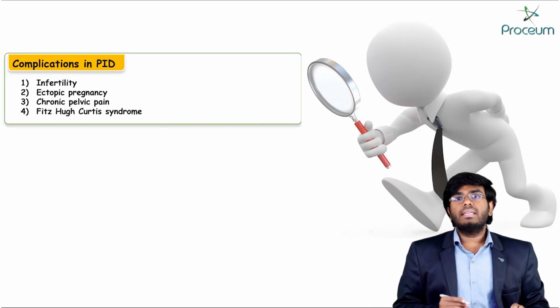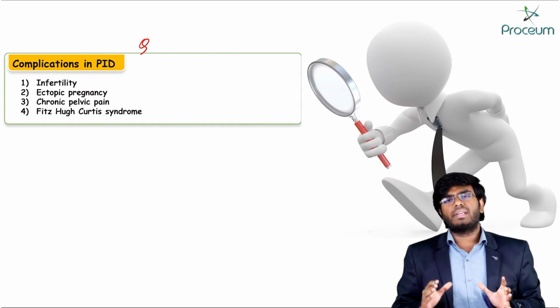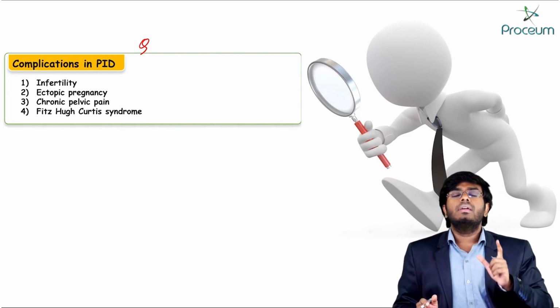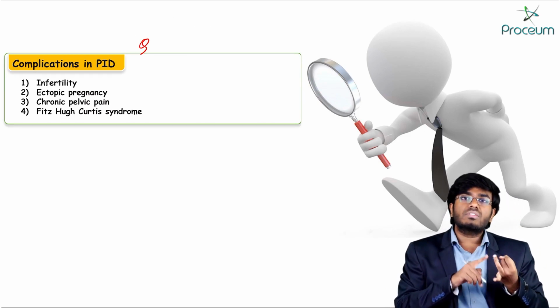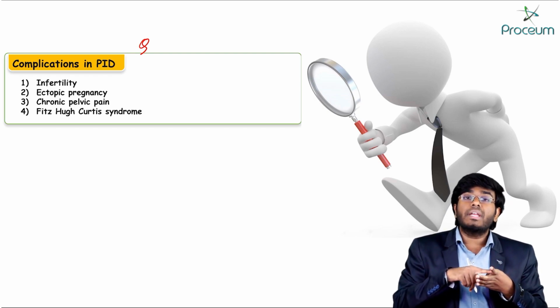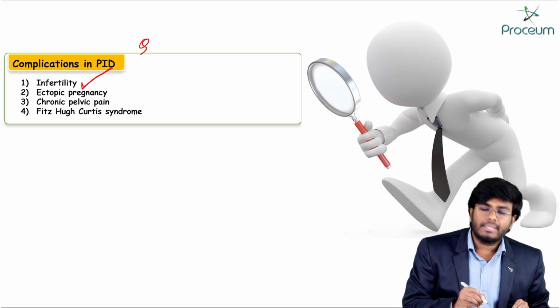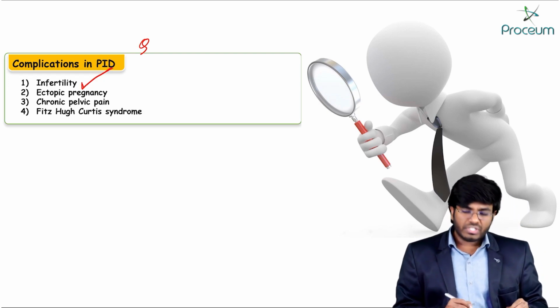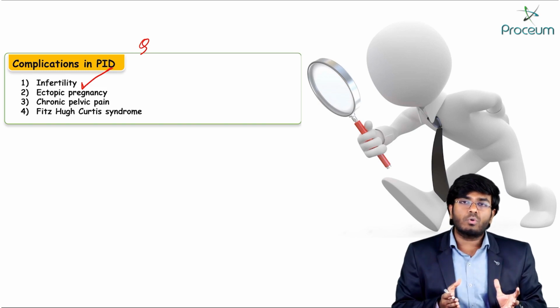Now let's see the complications of pelvic inflammatory disease. A female is having pelvic inflammatory disease. What complications will she have? There is inflammation going on in her uterus, fallopian tubes, tubo-ovarian abscess, even inflammation in the peritoneal cavity. There will be infertility, so she cannot be pregnant. Why? Because the tubes are blocked, and even in the uterus there is too much inflammation. She cannot be pregnant.